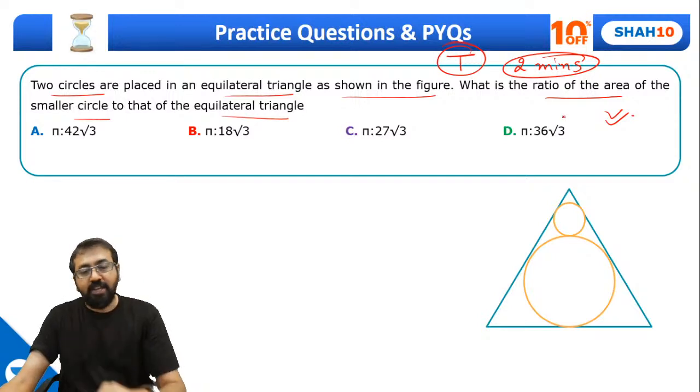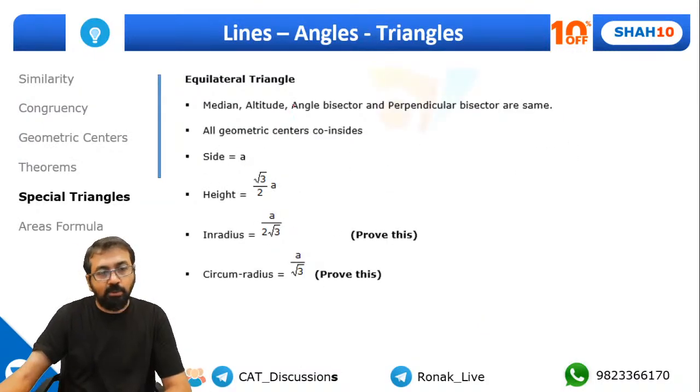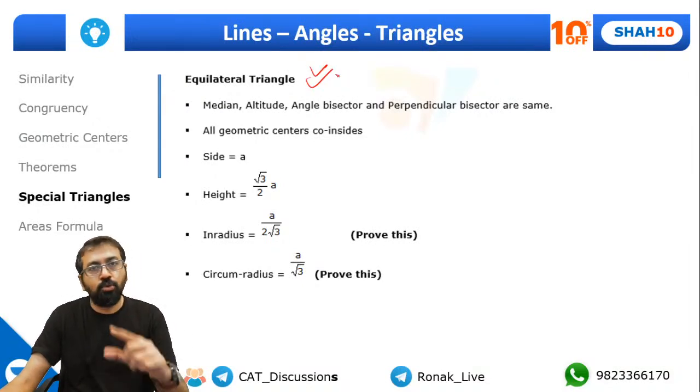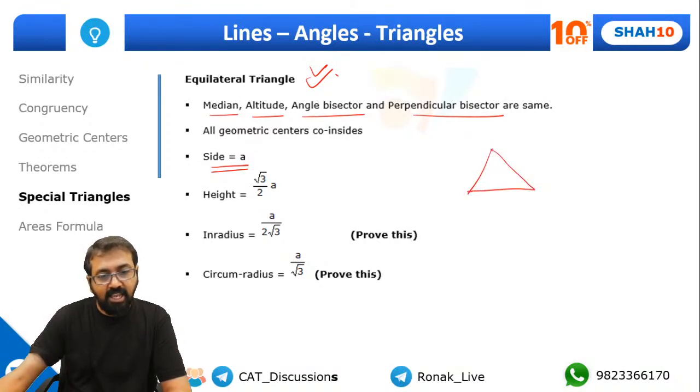Before we come to this question, let me quickly show you something about the equilateral triangle. Please remember this point because you will need to use it. In an equilateral triangle, median, altitude, angle bisector and perpendicular bisector are all the same. If the side is A, and I drop a perpendicular, that is the height, so height will be √3 by 2 times side.